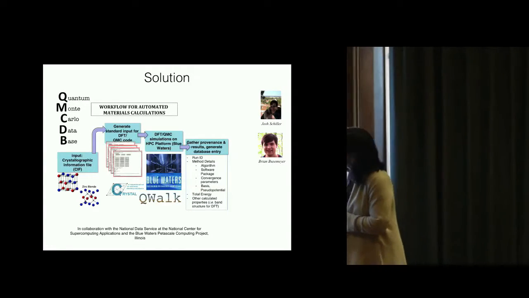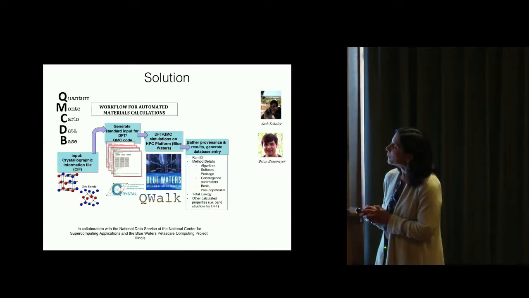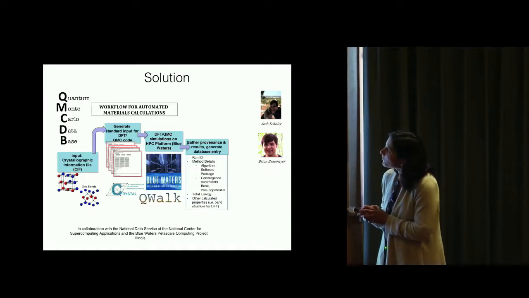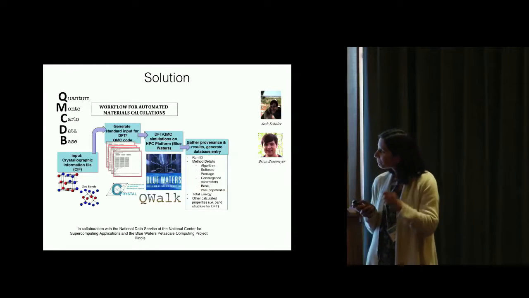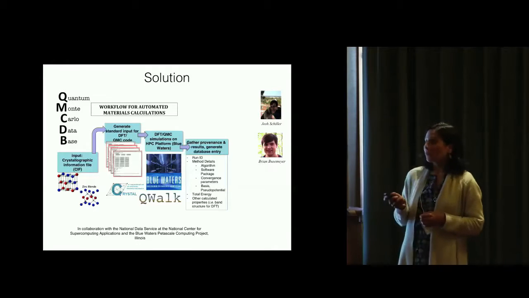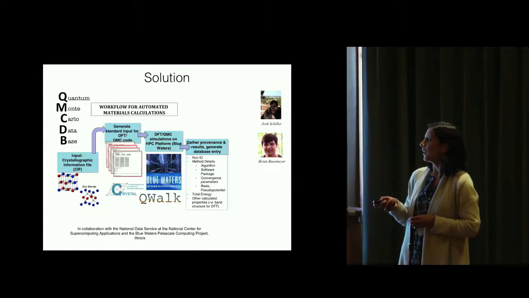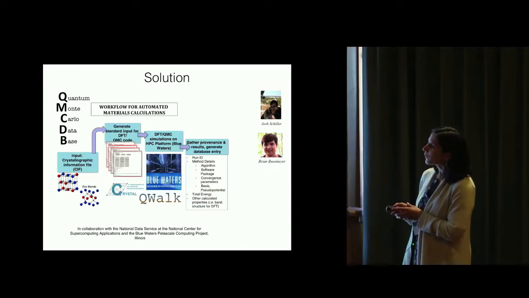So the solution that we came up with is this. We call it Quantum Monte Carlo Database. I was showing this to a friend of mine once, and she said, it looks like the letters I got when I played Scrabble the last time. But the idea here is that we developed an automated workflow for the calculation of materials properties using fixed node diffusion Monte Carlo. And the workflow looks like this.